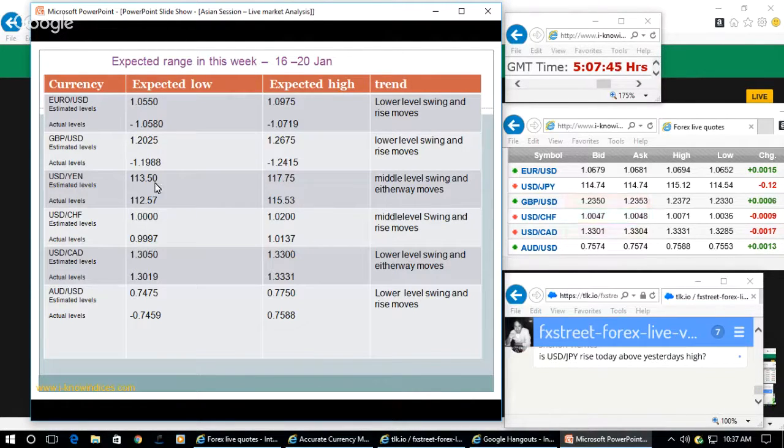Then in the case of yen, it came down to 112.57, about 100 pips below the expectations, and started gaining the level. And today, during the US session, they could make further gains. And in the case of USD CHF, they just came 3 pips below parity and then started gaining the levels. Now it is in the middle level. And in the case of Canadian dollar, it came down to 1.3019 and 50 was the expected low, and then it has gone to 1.33. Then Australian dollar came down to 74.59 and started gaining the level.